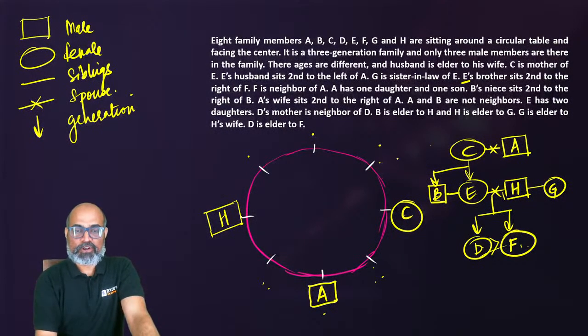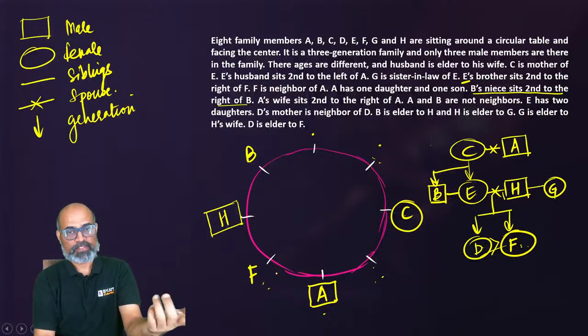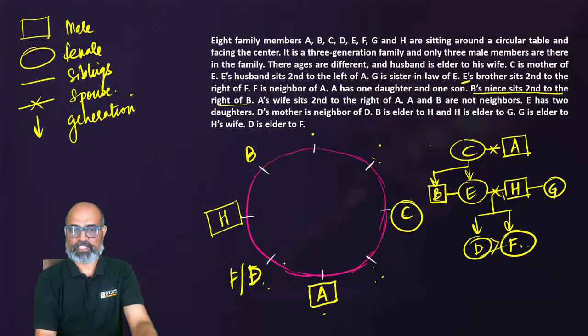If A and B are not neighbors and if B can't come over here, suppose B takes this. If B takes this, then B's niece, who is B's niece, D or F, sits second to the right of B. Second to the right as in this is where F is going to sit. Makes sense? Or D can sit over here. Okay? One of F or D will come here.